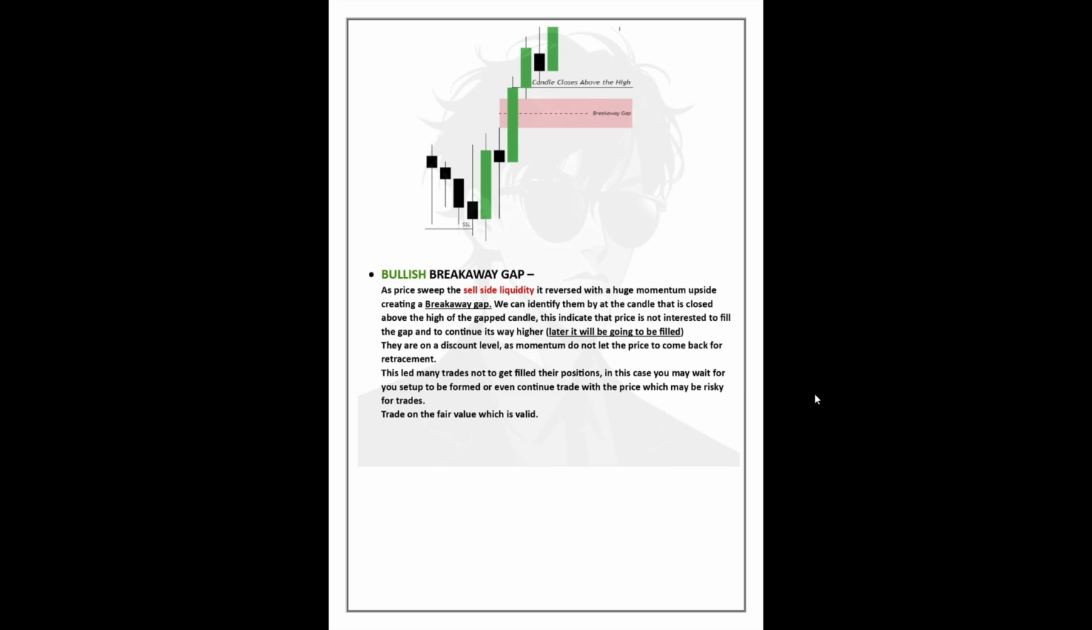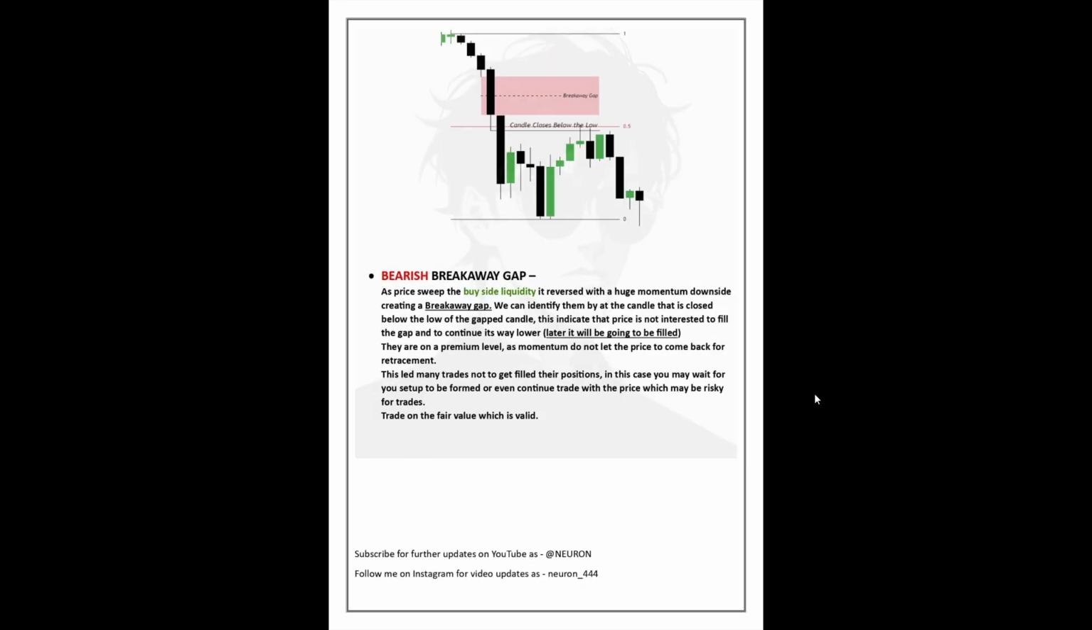For the bullish case, if the third candle closes above the middle candle's high or the wick, indicating a strong move upside without a retracement in it, you may enter for a continuation trade towards a resting liquidity. Similarly, for the bearish case, if the third candle closes below the middle candle's low or the wick, indicating a strong move downside without a retracement in it, you may enter for a continuation trade towards a resting liquidity.